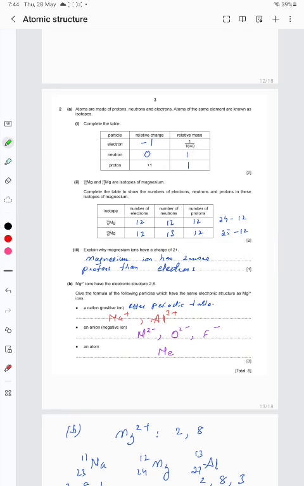Atoms are made up of protons, neutrons, electrons. Atoms of the same element are known as isotopes. Complete the table. These are the relative charge and relative masses, and you have to learn all these things. Relative charge of an electron is -1, neutron is 0, proton is +1, and relative mass of an electron is 1/1840 of a proton. You have to learn this number. Relative mass of a neutron is 1, proton is 1.